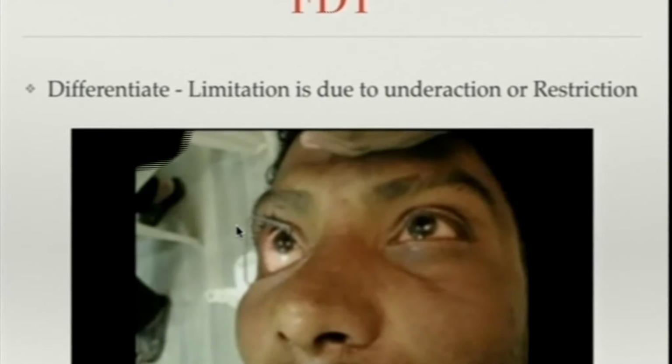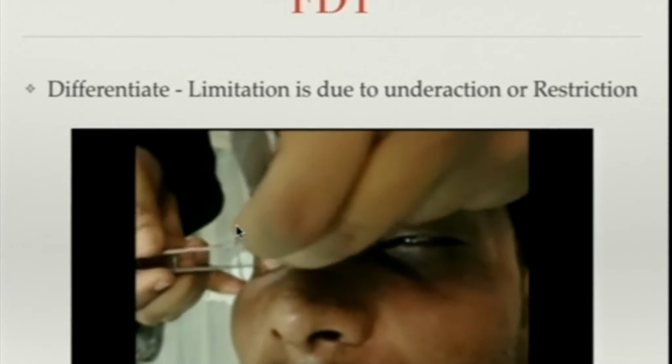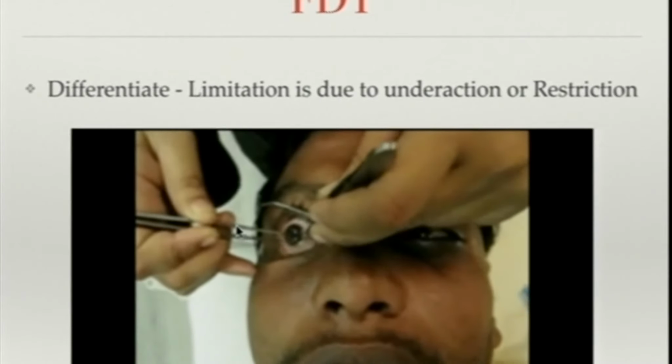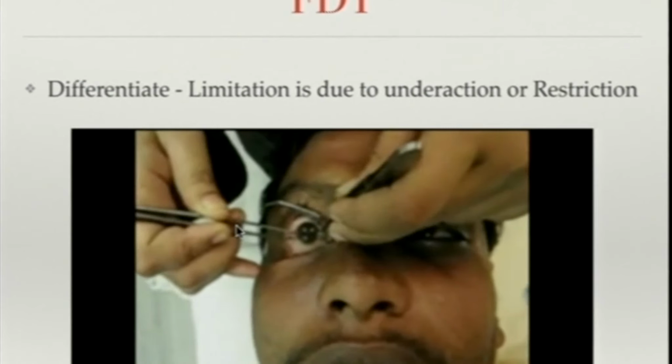FDT will help us know whether the limitation is due to underaction or restriction, because that will help us in finding out the cause and choosing the muscle surgery you want to do. You have to gently lift the muscle and move it in the direction of action so that we can find out whether it is tight, or the opposite muscle is tight or loose.